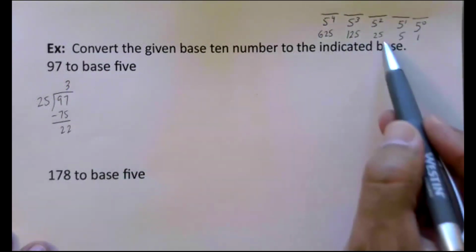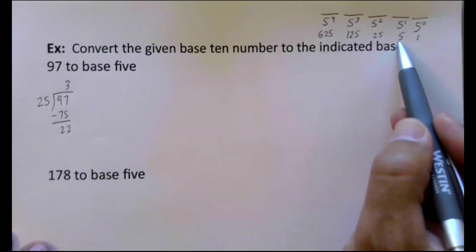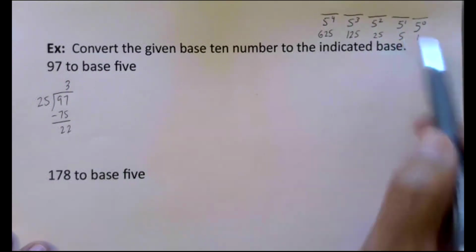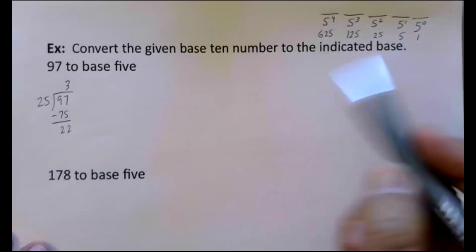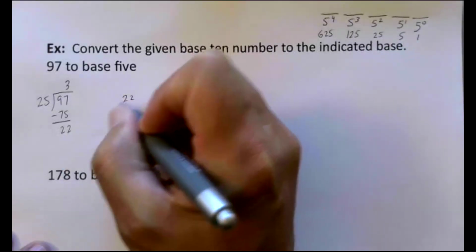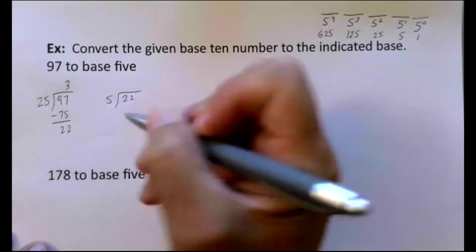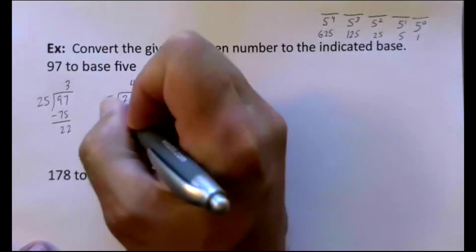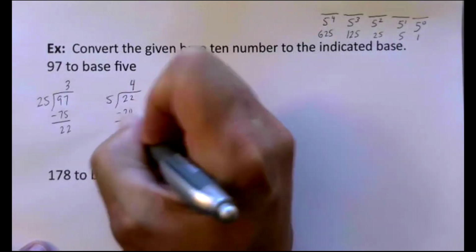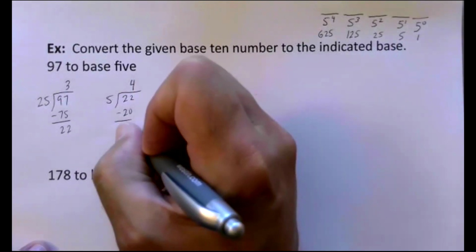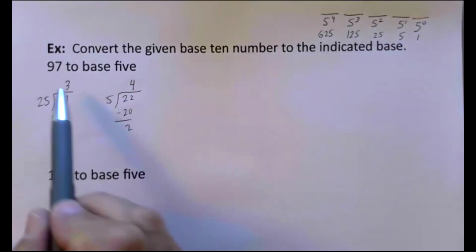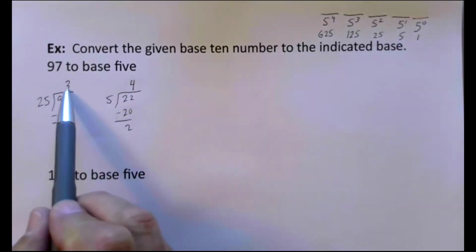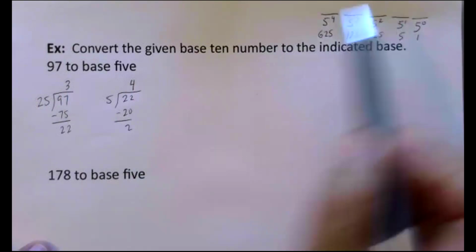We take the remainder and we always divide by the next thing going to the right. So I'm going to divide by 5. I'm going to divide 22 by 5. It goes in 4 times. 4 times 5 is 20. We have a remainder of 2. So my 3, when I divide it by 25, is going to go in that position.